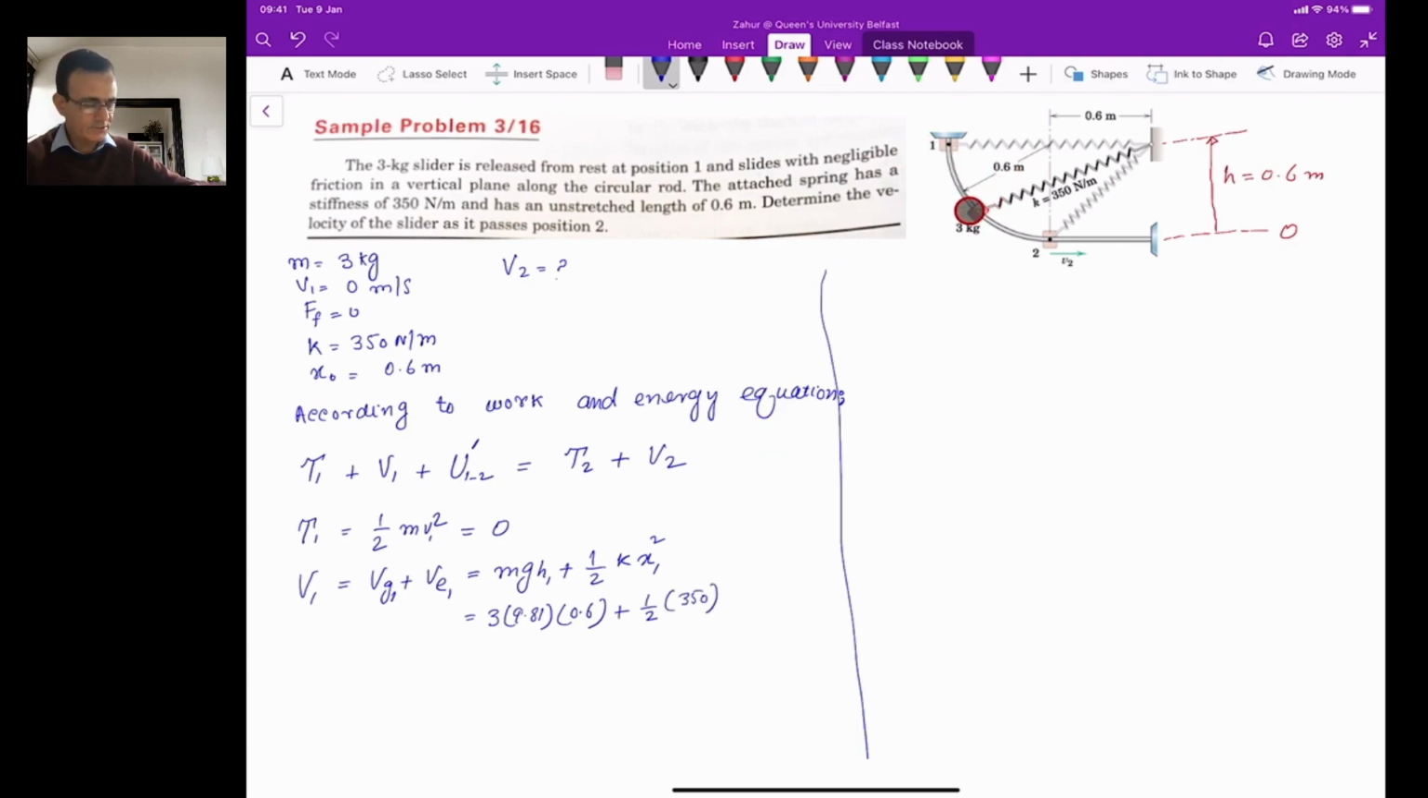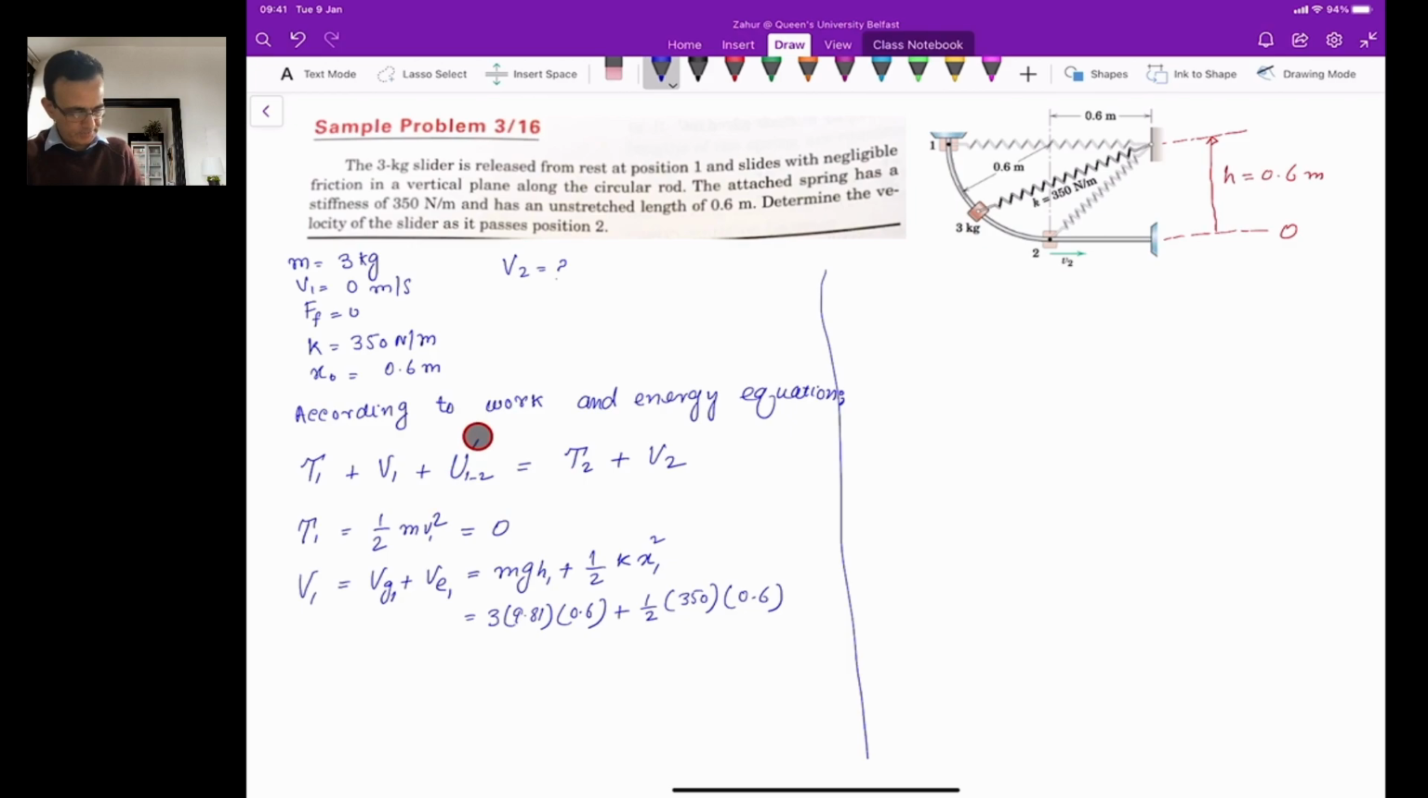So in this case, you need to calculate the stretch in the spring. We are given that the unstretched length of the spring is 0.6, but at location 1, the length of the spring is from here to here, it is 0.6, and then from here to here is 0.6. This means that the total length is 1.2, and the stretch in the spring is 0.6 here. So this is 0.6.